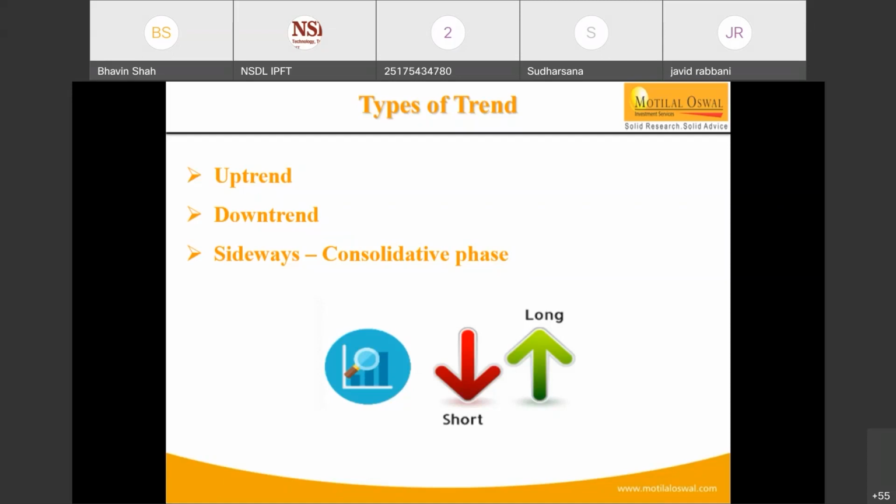Then there is one trend which is sideways, which is a very consolidative phase. Sometimes it's one of the most painful phases in the market.